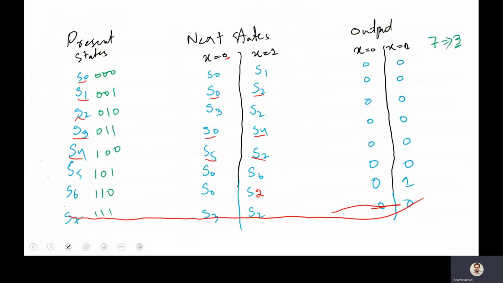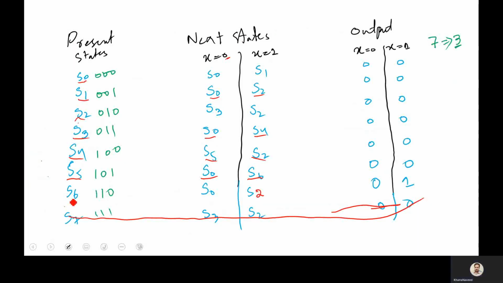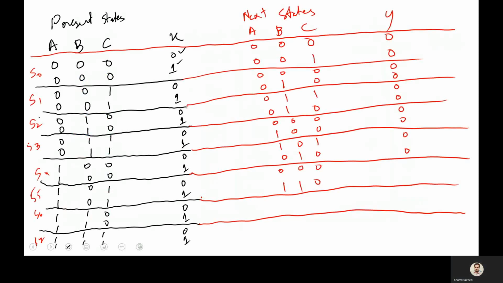In case of S5, the next states are S0 and S6. S0 means we have 0 0 0, and S6 means we have 1 1 0. And in case of S6, we have next states S0 and S2. S0 means we have 0 0 0, and by S2 we mean we have next state 0 1 0.